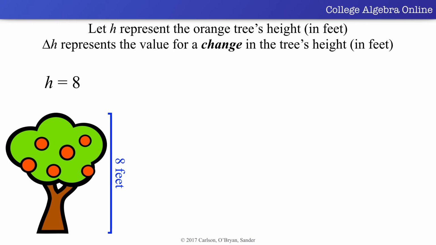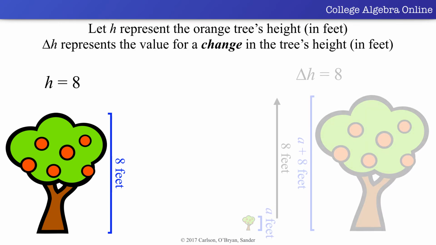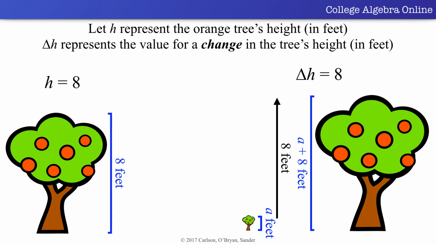Similarly, if h equals 8, it means that the tree is 8 feet tall. If delta h equals 8, it means that the tree's height changed by 8 feet. Delta h equals 8 doesn't say anything about the tree's height, only about how much that height changed.